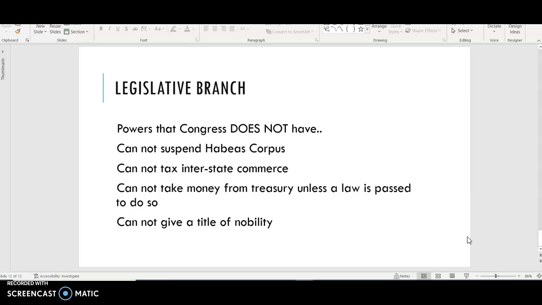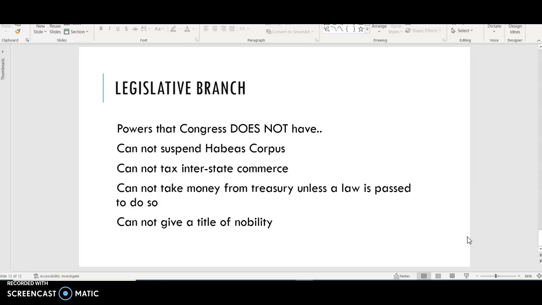They cannot tax interstate commerce, which means if Massachusetts makes something and they send it up to New Hampshire, they don't get to tax Massachusetts for making the thing and then tax New Hampshire for accepting that product. They don't get to do that between states because that could be a really big problem for our country.